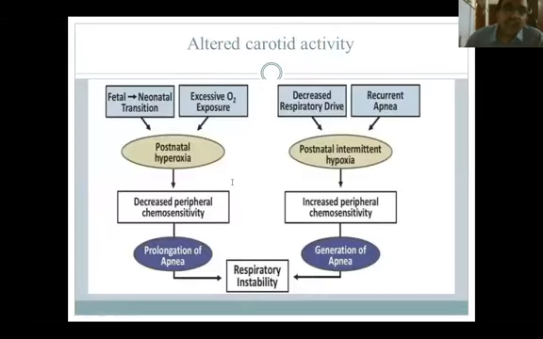And then coming to the altered carotid neurotransmitters, we know that there is an increase in GABA and adenosine, so that the respiratory drive from the carotid to the respiratory center will be less.